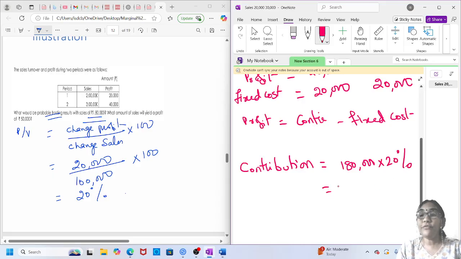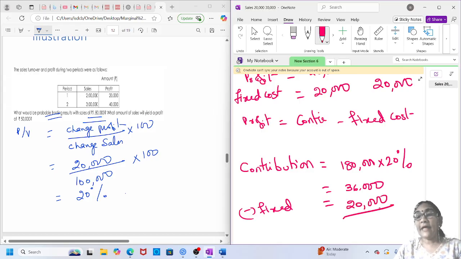So this would give you a contribution of 1,80,000 into 20%. That is 36,000, right? Less fixed cost, which we already calculated above as 20,000. Therefore, the profit earned under this scenario would be 16,000.